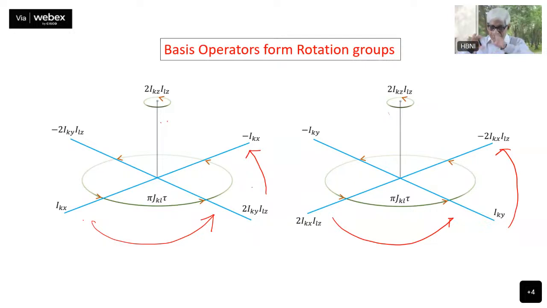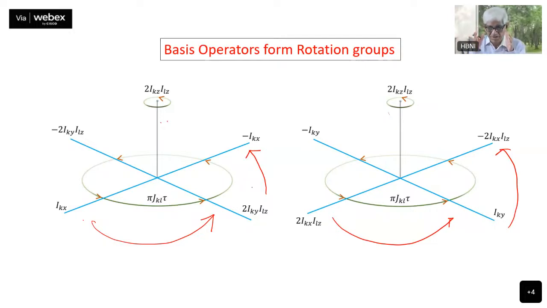So therefore, if you have this picture ready in your mind, then you can immediately write down the term which I am going to get when I consider the evolution under the chemical shift Hamiltonian or the coupling Hamiltonian. The previous one was the chemical shift Hamiltonian. This is the coupling Hamiltonian.